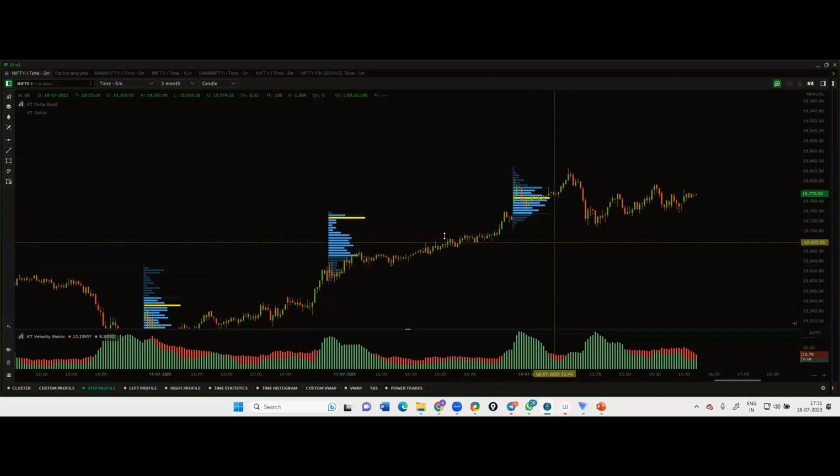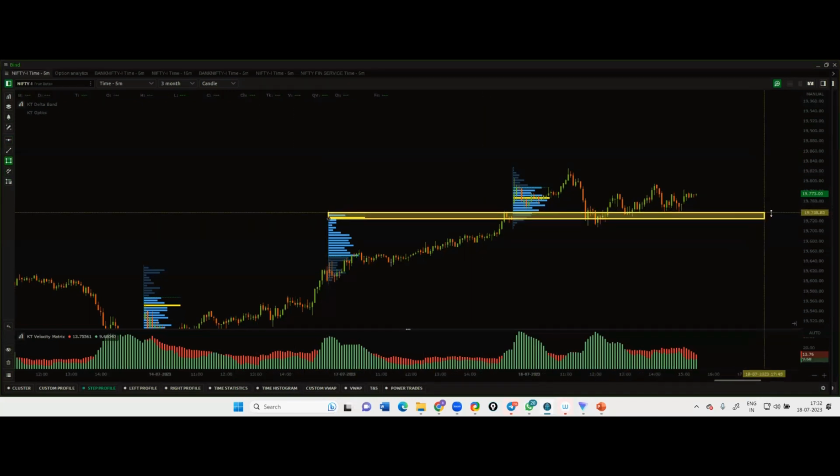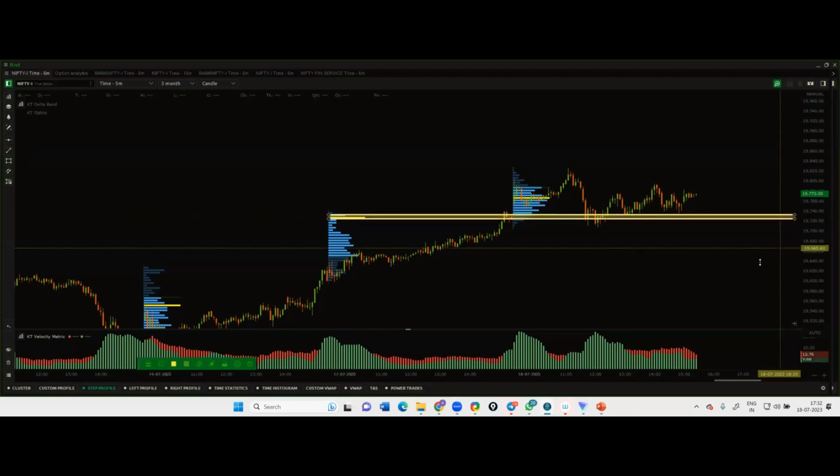Now let's look at Nifty's chart, today's context. Market closing at highs, and then your value area is also to the upside. Which index showed comparatively more strength today, Nifty or Bank Nifty? Your point of control is also at highs. Do you understand now?